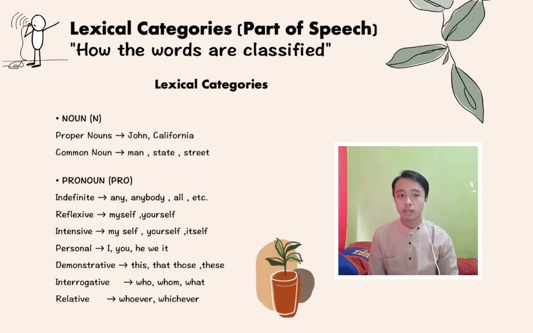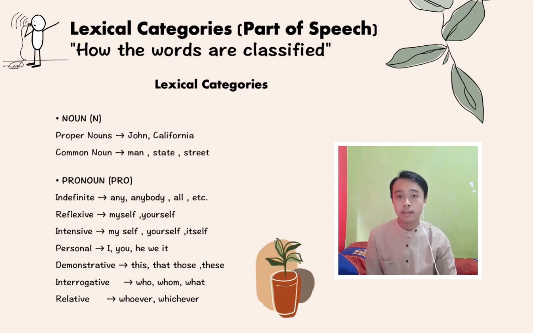The second type of lexical category is pronoun. A pronoun is the substitution of a noun. It replaces a noun. Pronoun has 7 subtypes. The first is indefinite, for example any, anybody, all, and etc. The second is reflexive, for example myself, yourself, itself. The third is intensive, for example herself, himself, herself.